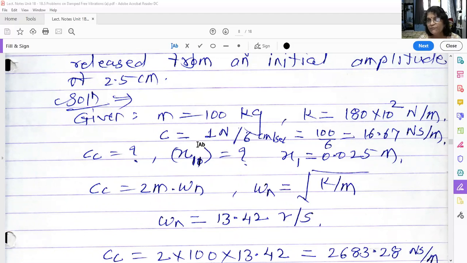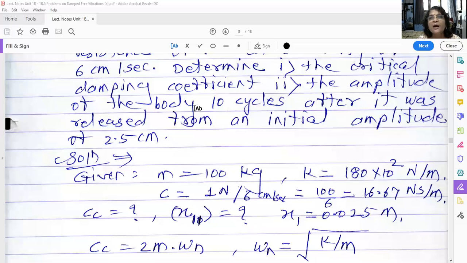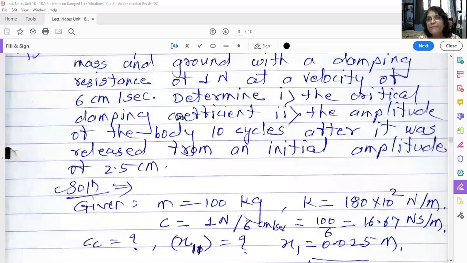So C is equal to 1 Newton upon 6 centimeter per second. Convert into meter per second. Okay. So it will be into 10 raised to minus 2, that will be going in the numerator and become plus. So 100 upon 6, that is 16.67 Newton second per meter. That means C, damping coefficient, is given. Okay. Then determine the critical damping coefficient.